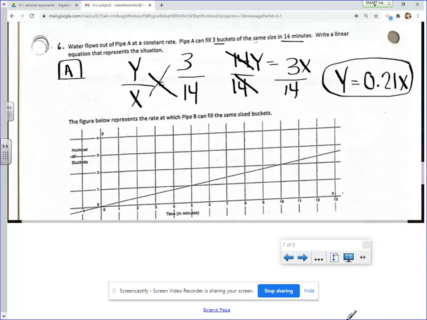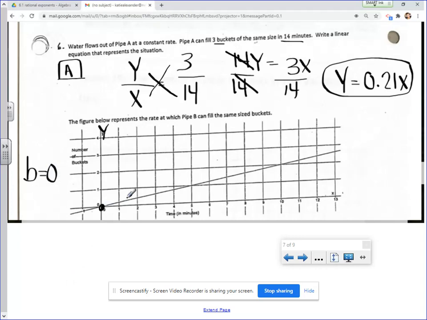Then they give us this graph that represents what pipe B can fill up in the same buckets. So this one is a graph. You're going to find your little y. There it is. There's my little y. I put a y over it. You follow that until you see what number it crosses at. What number did it cross at? So B equals 0.